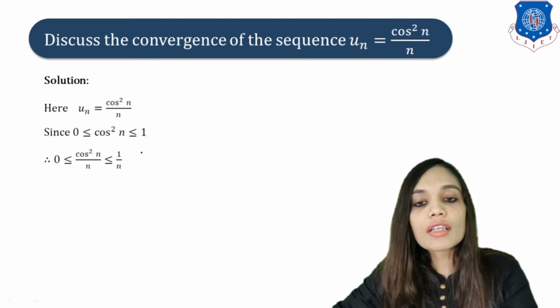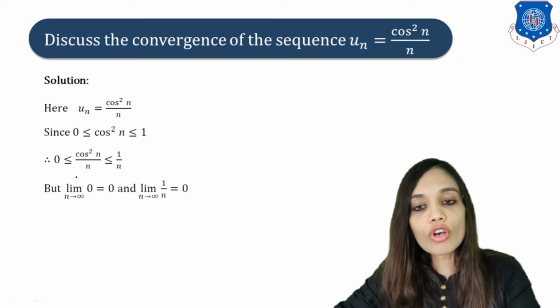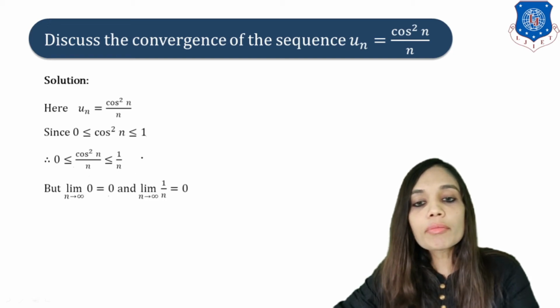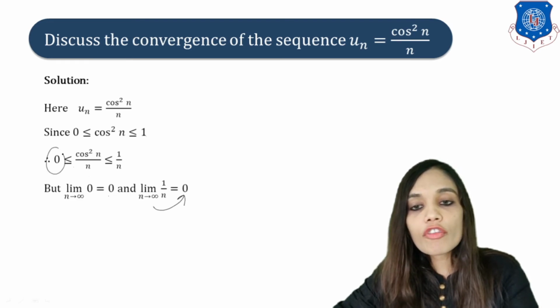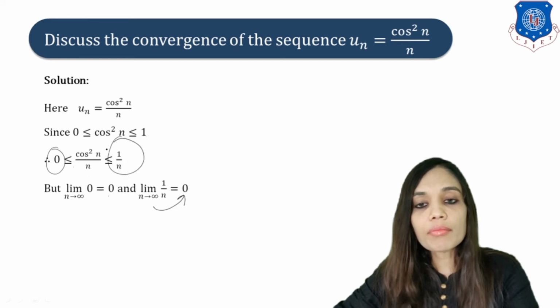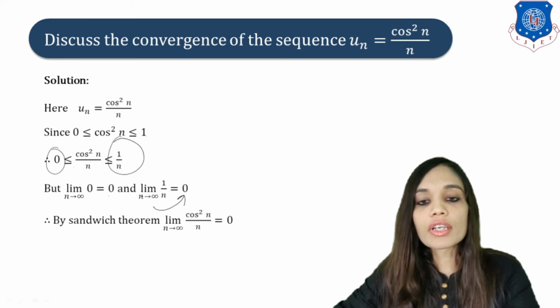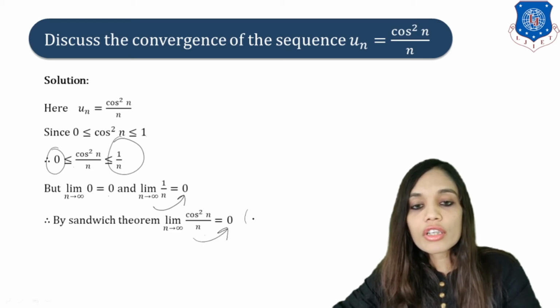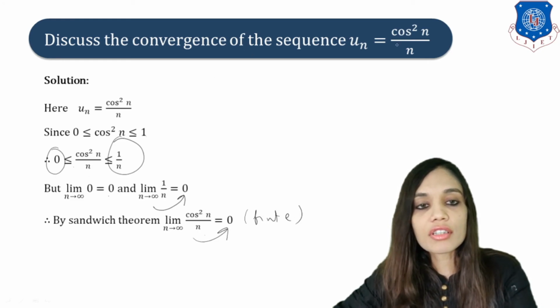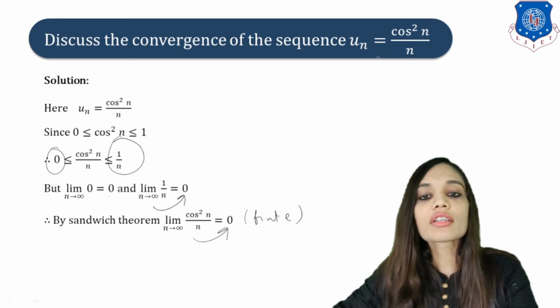Now let us find the limit of this quantity. So limit n tends to infinity, 0 will be equal to 0, and limit n tends to infinity, 1 upon n will also be equal to 0. So limit of these two things are same. So by sandwich theorem, limit n tends to infinity, cos square n upon n will also be equal to 0. This is a finite limit. Therefore, we can say that the given sequence is convergent.